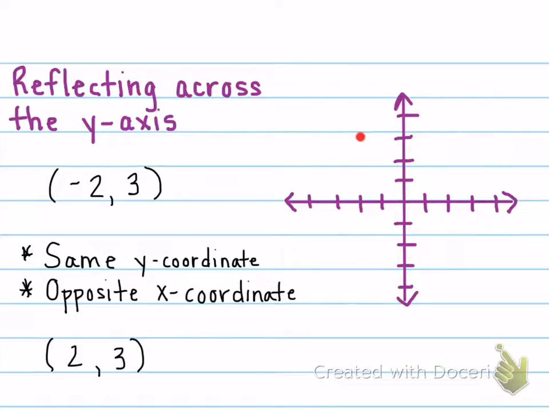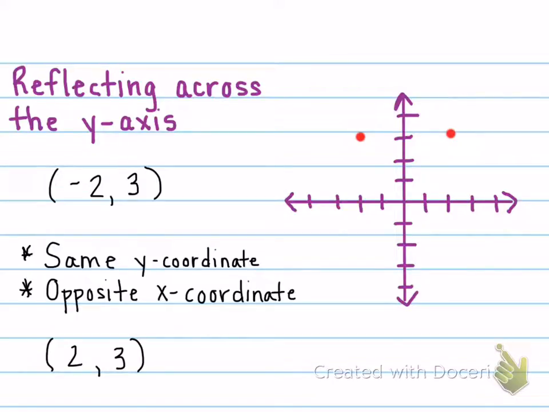I plot that on my coordinate grid. 2, 3 is 2 to the right for +2, and then up 3. So this is reflected across the y-axis. So you go over the y-axis. If you folded this on the y-axis, you would see those 2 points would match up.